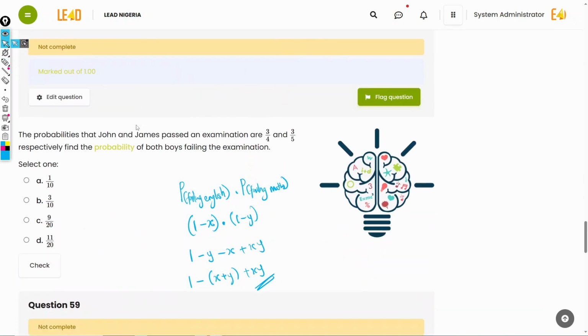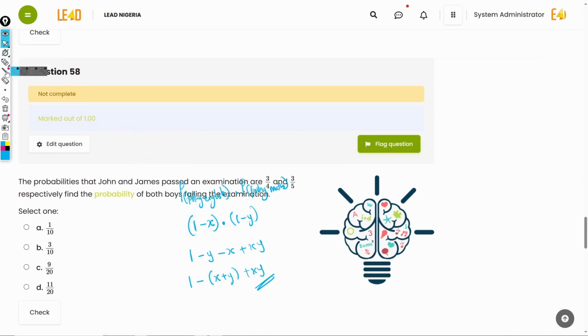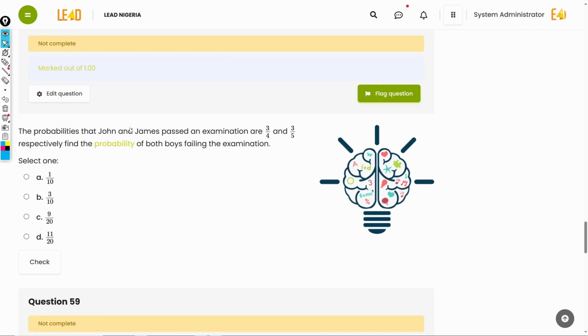Okay. So 58 says the probabilities that John and James passed an examination are 3 out of 4 and 3 out of 5. Find the probability of both boys failing the examination. So that means that John has to fail and then James has to also fail. So that will be the probability of John failing times the probability of James failing.